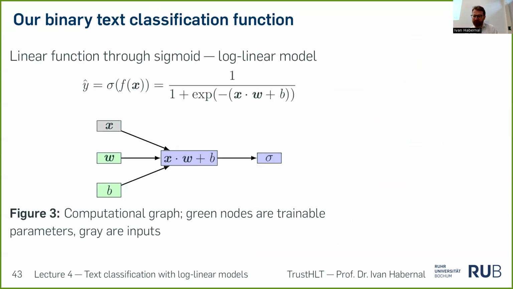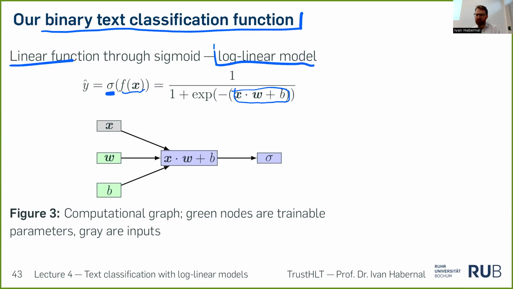We have the mapping. And now, finally, we can build this together in a function. So our binary text classification function, awesome. So it's a linear function. Why is it a linear function? Because this is it. This is the linear function. And now we put it into the sigmoid. So here's the formula of the sigmoid, and voila, we have our log linear model. Why is it a log linear model?